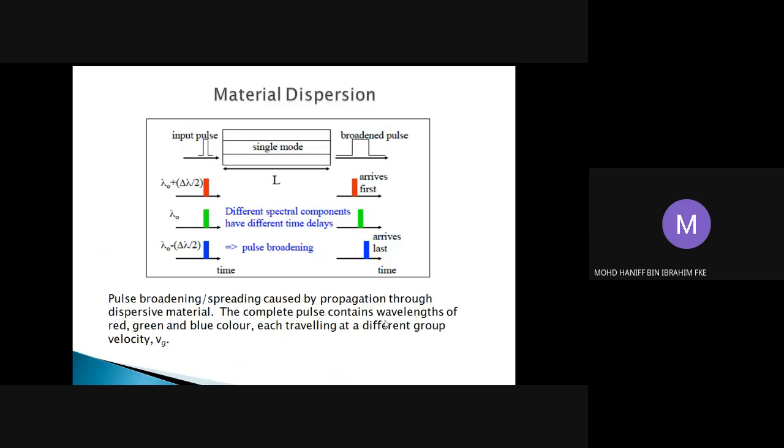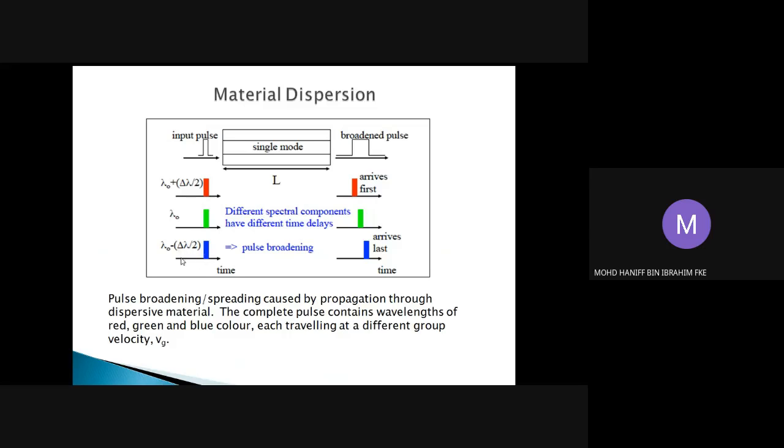Okay, so this is a graphical figure to explain the material dispersion effect. Right, so we see that this is our single mode fiber having a length of L. We have the input pulse and we have the broadened pulse once it exits the single mode fiber. Okay, so we assume that your optical source produces a range of wavelengths that will be coupled into your optical fiber, in which the range is from the blue light. Let's say we assume a visible spectrum, yeah.